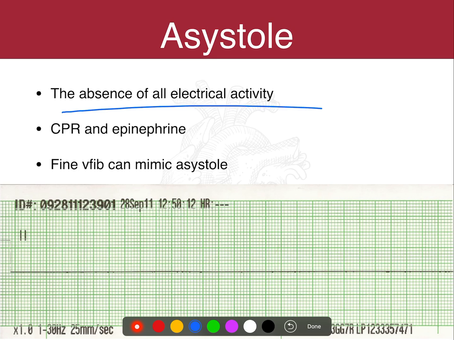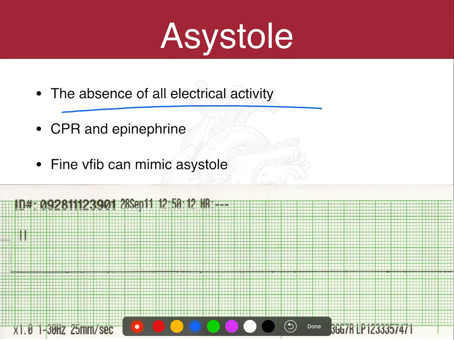This is only treated with good quality CPR, chest compressions, airway, breathing, circulation, those types of things, and epinephrine. Epinephrine is given in the hopes that we can restart things. When people go into asystole, they are very sick, and very rarely will they ever regain an organized rhythm. Not to say that it never happens, but this is usually very difficult for patients to recover from.